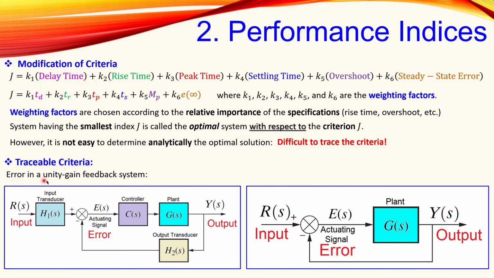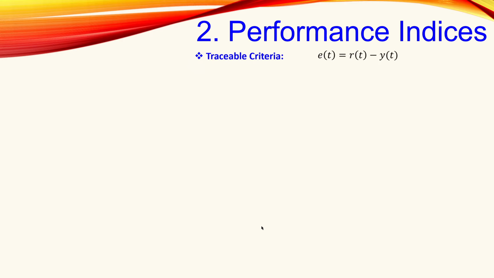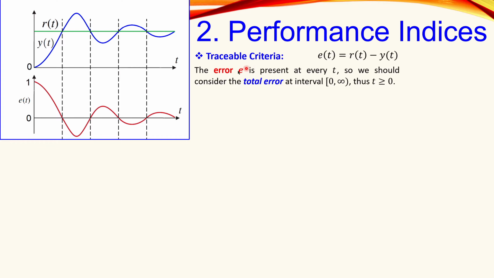Now, the error in a unity gain feedback configuration here is given by E = R minus Y. And if you now do the inverse Laplace transform, you will get the time domain representation of the error, your actuating signal. Now, the criteria is actually saying the following. If the error is present every time, we should consider also the total error, not just at some specific time or time slot.